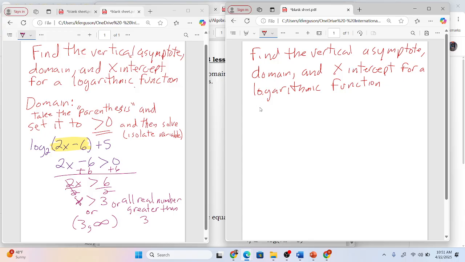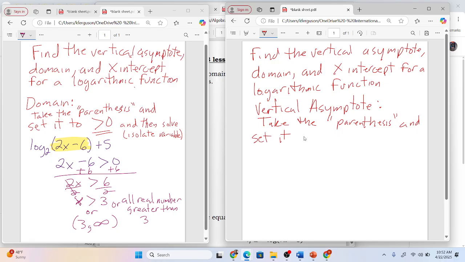So next, I want to get the vertical asymptote. So I take the parentheses and set it to equal 0 and then solve it.